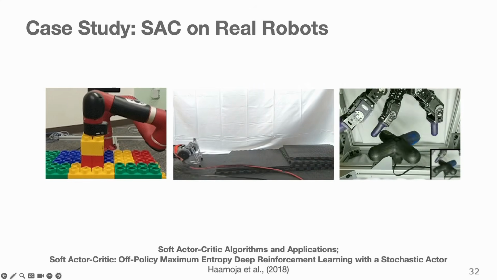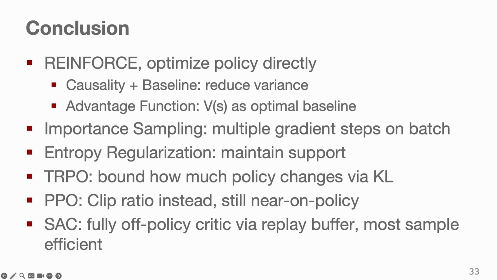And to conclude, today we started with REINFORCE. It's a very direct way to optimize a policy. We saw it has some limitations, the vanilla version of REINFORCE, and we started to fix those by adding causality and baselines to fight the high variance problem. And then we moved on to advantage functions to make our rewards relative to each other rather than absolute.